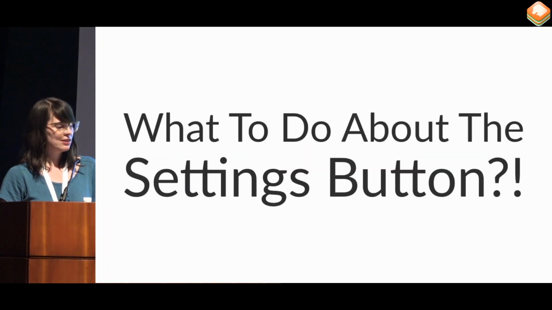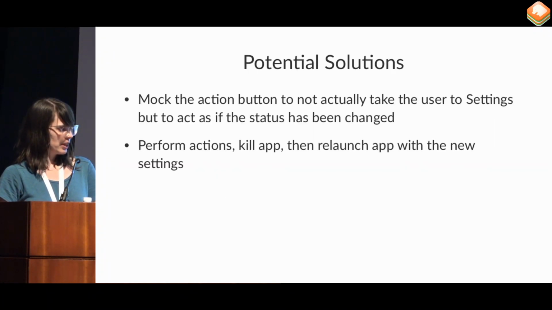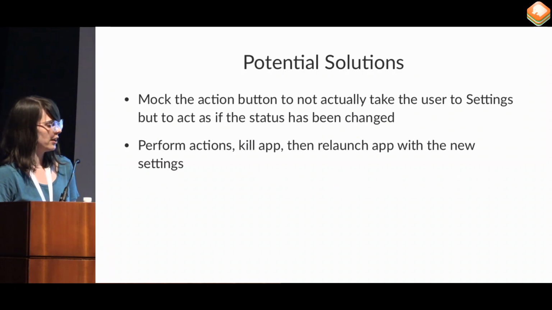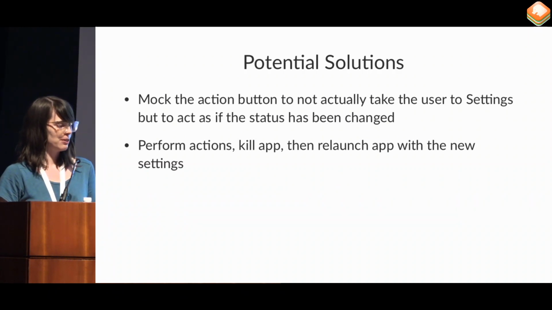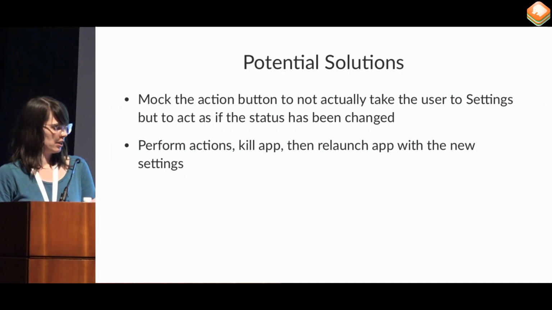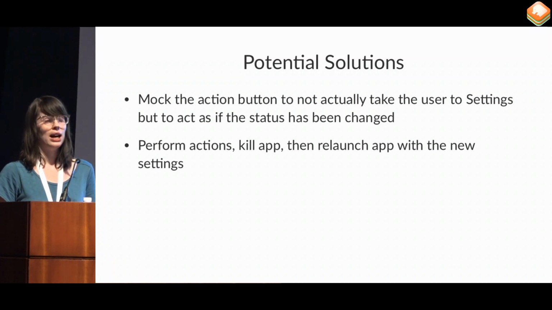You might have noticed that during the flow, we are leaving the app and then coming back. How do our scenario tests handle that case? Some potential solutions we thought of are to mock the action button to not actually take the user to settings, but to just act as if the status has been changed. You could also perform the actions, kill the app, and then relaunch it with the new settings.